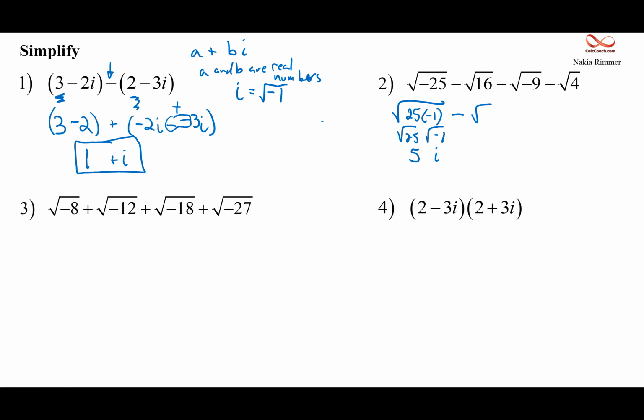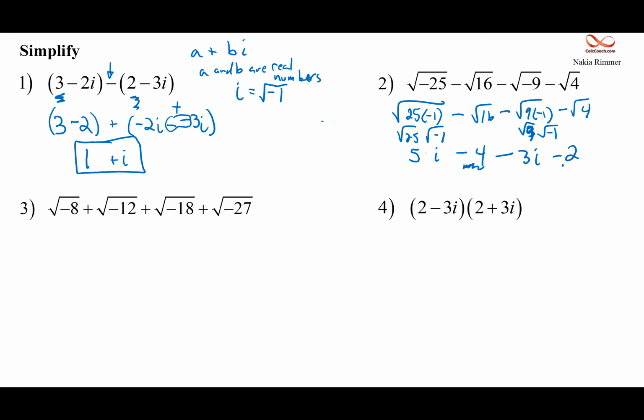And then we subtract the square root of 16. That's just a real number. That's a 4. Here comes another imaginary number. Square root of -9, we write that as 9 times -1 so that we can take the square root of each piece, leaving us with a -3i. And then finally, once again, we have the negative square root of a positive number, so that's just going to be a -2.